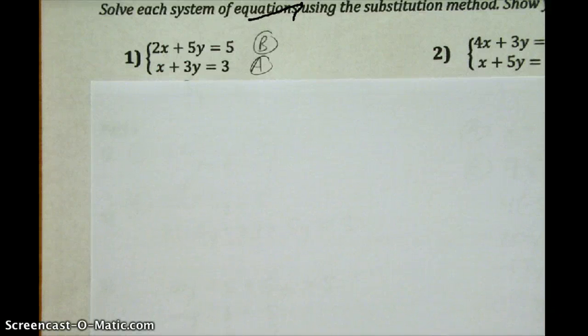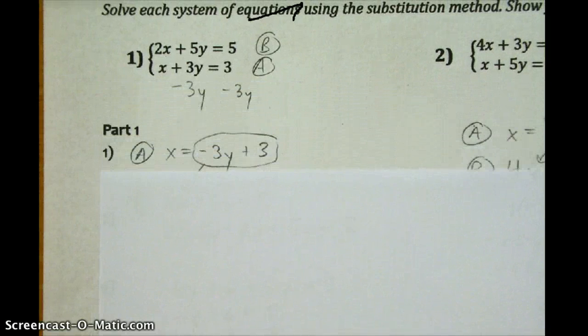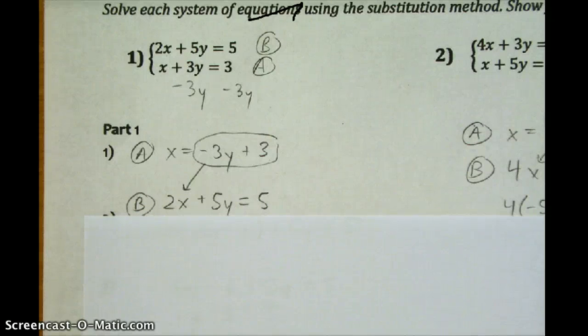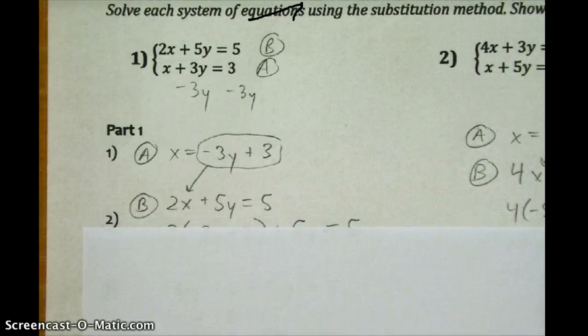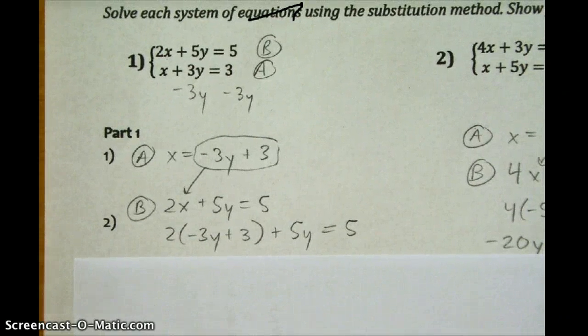Great, you just finished solving number one. Now let's look through my work. So my first step was to choose a variable to isolate. So I chose the variable x. I moved my 3y to the right side of the equation, and I isolated x as being equal to negative 3y plus 3. My next step was to plug that value into equation b in place of the x.